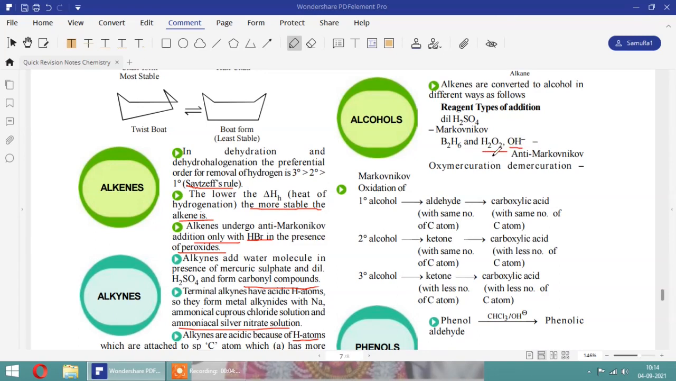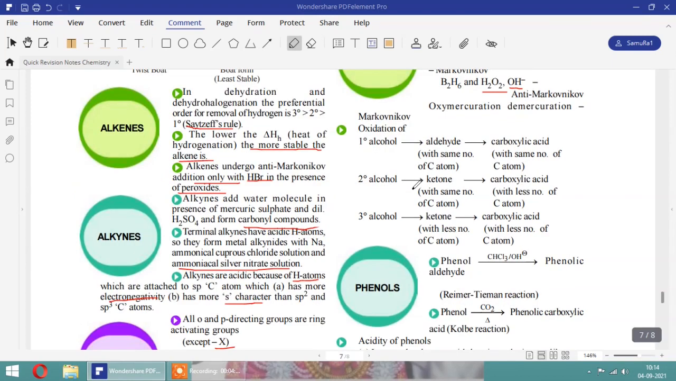Oxymercuration and demercuration give the Markovnikov product. Oxidation of alcohols: primary alcohol gives aldehyde with the same number of carbon atoms, and on further oxidation gives carboxylic acid with the same number of carbon atoms. Secondary alcohol gives ketone with the same number of carbon atoms, and carboxylic acid with fewer carbon atoms. Tertiary alcohol gives ketone with fewer carbon atoms, and carboxylic acid with fewer carbon atoms.